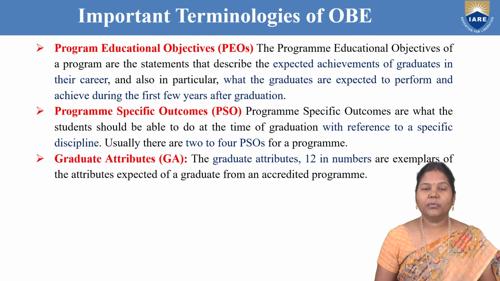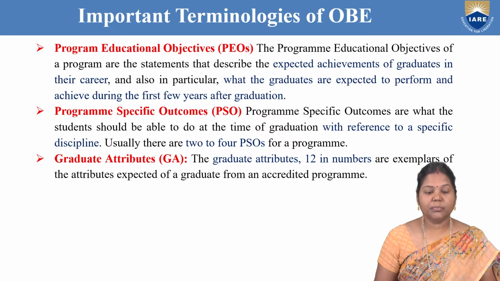Next is called program specific outcomes. Program specific outcomes are the statements of what the student should be able to do at the time of graduation, whenever a student is taking a particular branch or discipline of study. So, it is with reference to a specific discipline. Usually, there are 2 to 4 program specific outcomes we have to define for each engineering discipline.